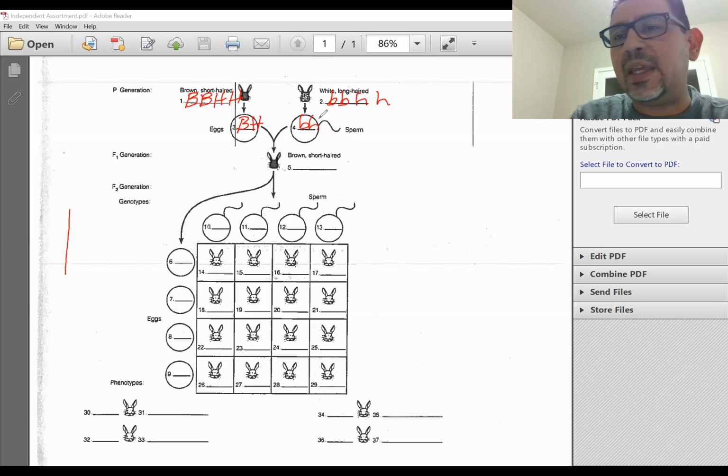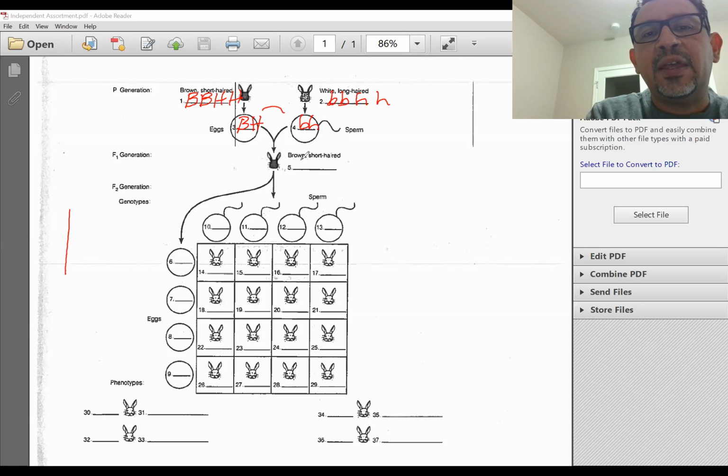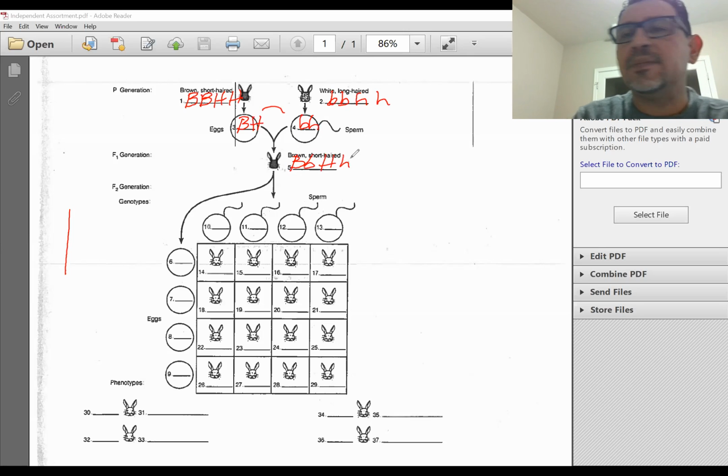So what would be the genotype of the F1 generation? Combine these 2 gametes, and then you end up with capital B, lowercase b, capital H, and lowercase h. That's the genotype of the F1 generation. Then you're asked, okay, so what would be the gametes produced by these kinds of rabbits on the F1 generation if we were to cross them, if we wanted to produce rabbits from this generation?